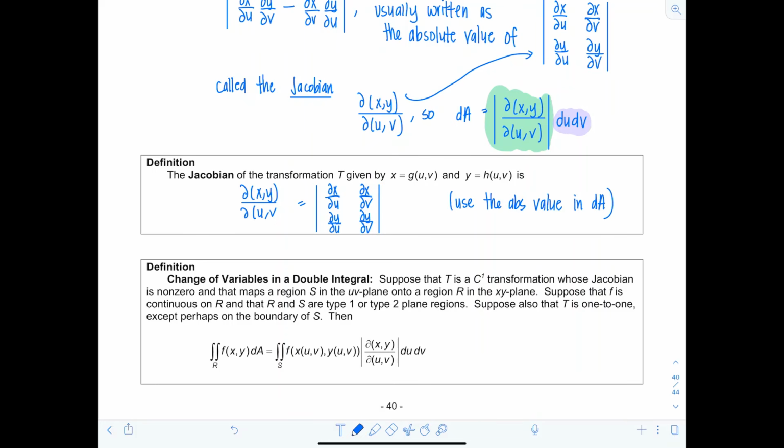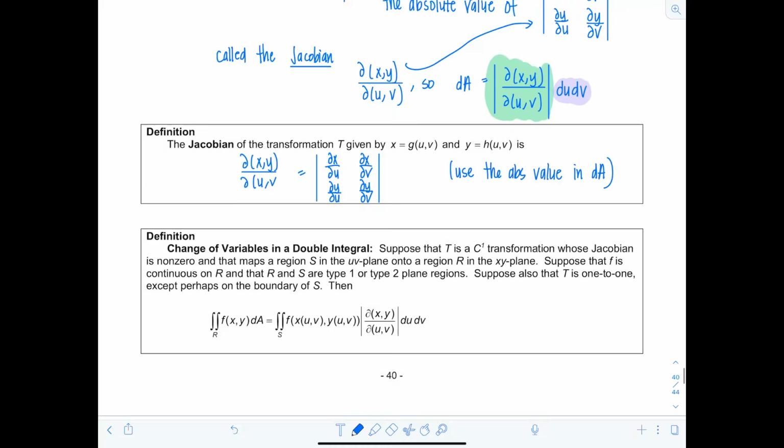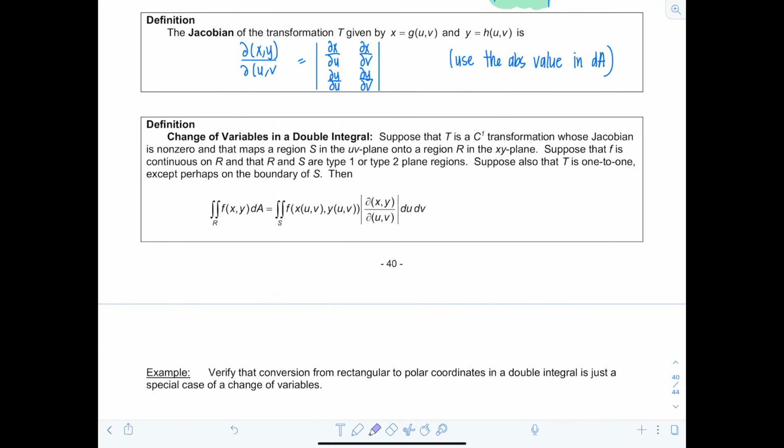Okay? So here's our definition for change of variables in a double integral. Suppose that T is a C1 transformation. C1 means, you remember, continuous first partials. We like to abbreviate everything in math, right? Why not? Whose Jacobian is non-zero. So this determinant can't be zero, and it maps a region S in the uv plane onto a region R in the xy plane. Suppose that f is continuous on R, and that R and S are type 1 or type 2 plane regions. Suppose also that T is 1-to-1, except perhaps on the boundary of S. Then we have the following.